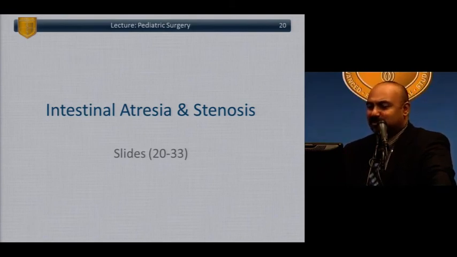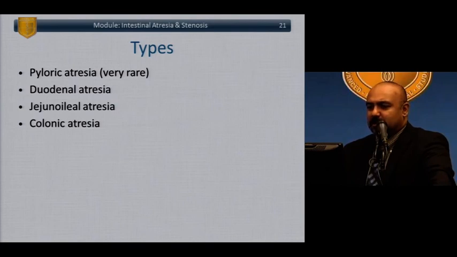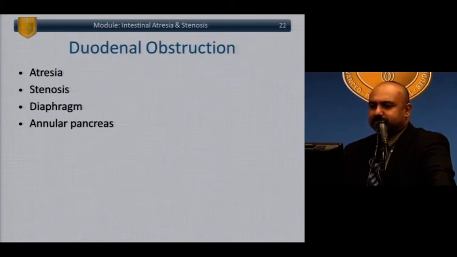Intestinal atresias and stenoses is the next topic. Pyloric atresia, we don't have to talk about. It's extremely rare. Duodenal and jejunal ileal atresias are probably the most common things, and that's what we're going to focus on. Colonic atresia is also pretty rare. We'll talk about duodenal first.